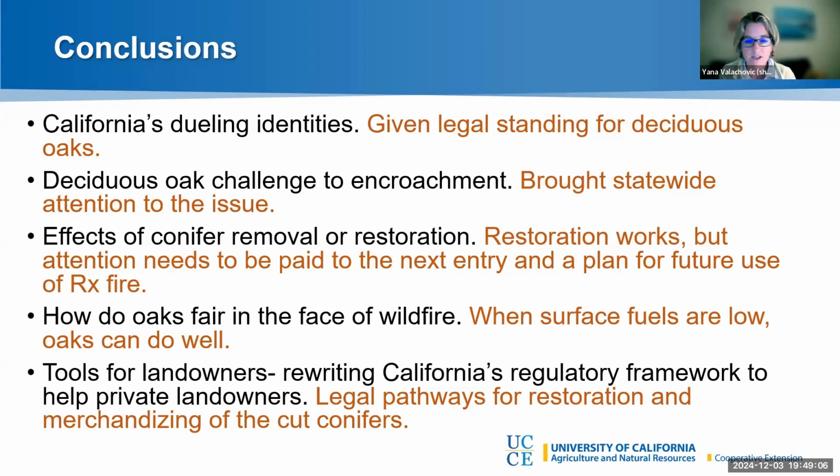So how do oaks fare well in the face of wildfire? When surface fuels are low, when we've removed that cut material, oaks can do really well. And I'll just wrap up by saying we've given a legal pathway for restoration and the ability to merchandise some of these cut conifers. They're not perfect. Those conifers are a little lower in value. They've taken some damage while battling out with those oak trees, but they certainly do have some commercial value, and we might as well utilize that to help subsidize some of this work.